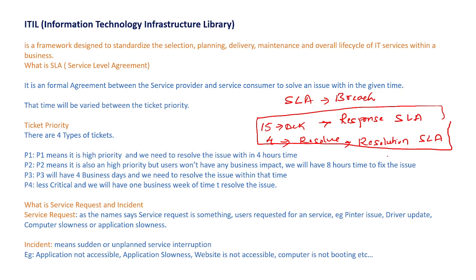For P2, this is what P2 means. P2 means a little better than P1. P1 is very high priority. As soon as the issue comes, you have to start working on it, because you will only have 4 hours of time. P2 means it is high priority. It is not critical, it is high priority.